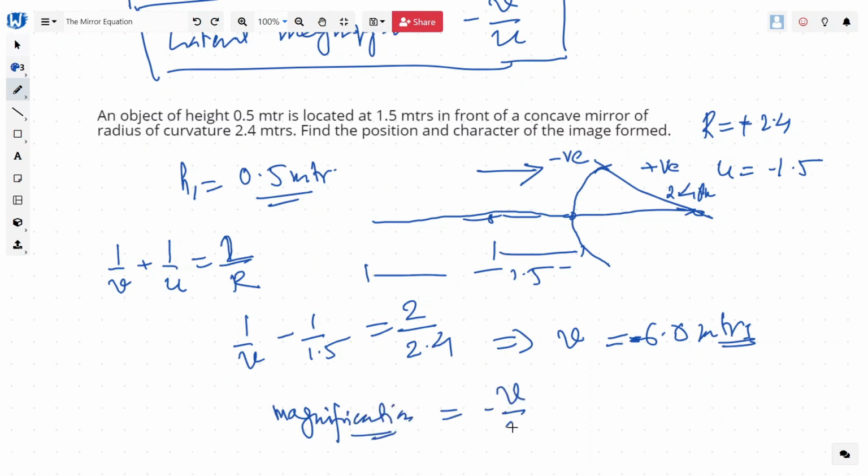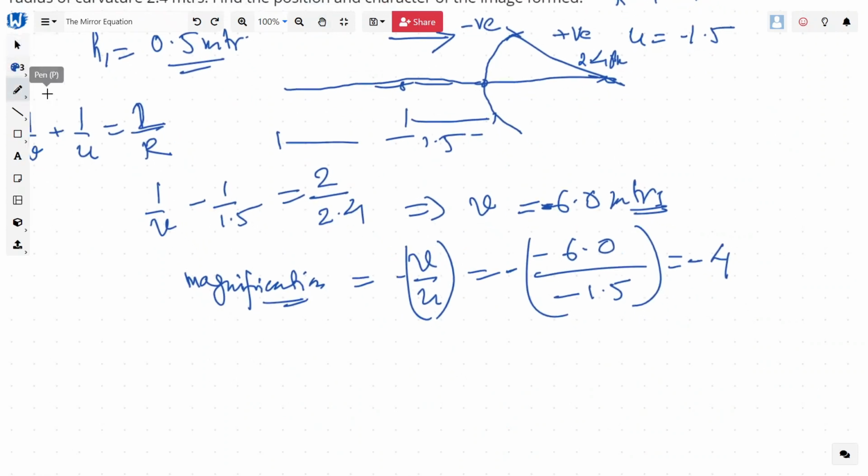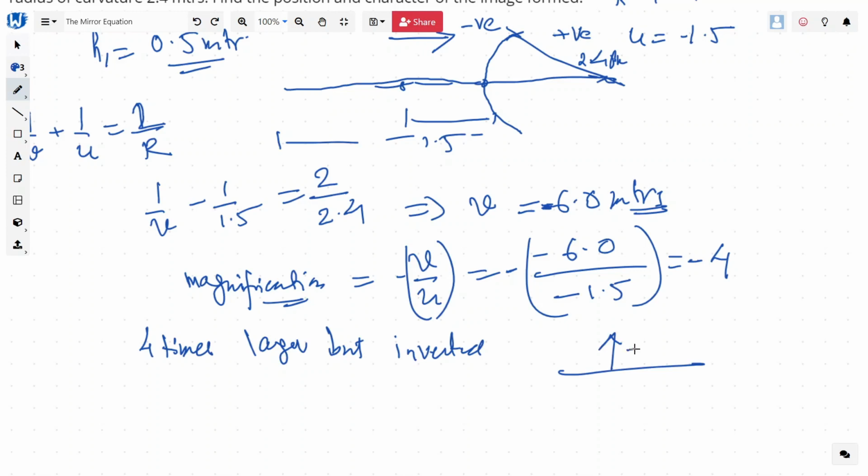Okay, now let's find the magnification. Magnification is minus v by u, so v is minus 6, and u is also minus 1.5, and this actually comes with a minus sign, so minus v by u. So this minus minus will cut, and basically what we'll have is minus 4, which means that the magnification is negative, and as per the sign convention, the image is 4 times larger but inverted, right? So this is the axis. If the m comes positive, the image is in this direction, and if it comes negative, basically the image is in this direction, and now it is inverted.